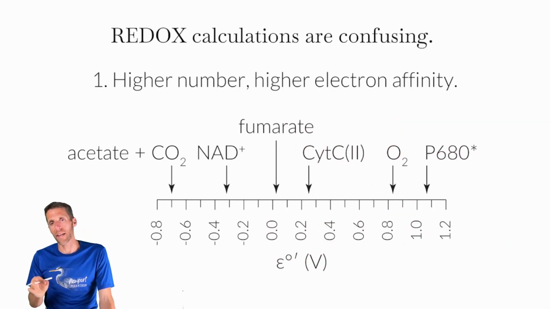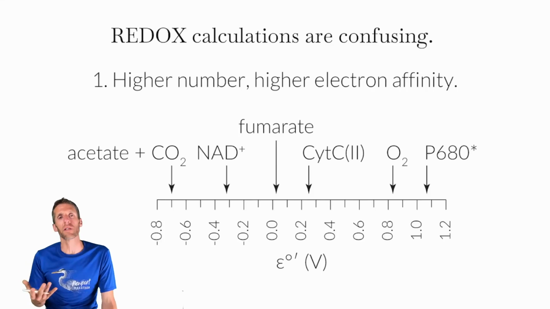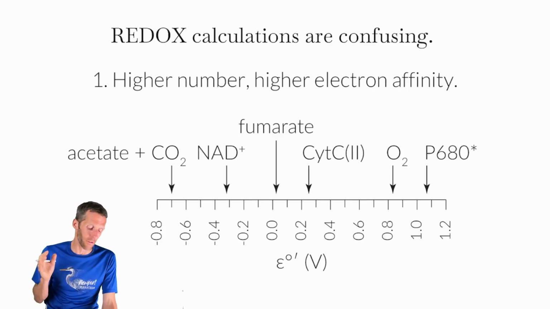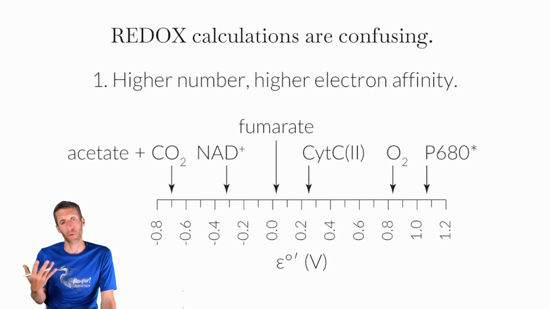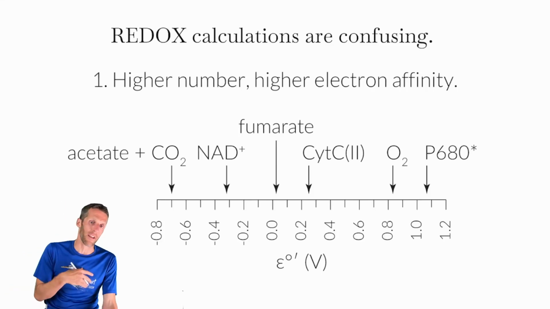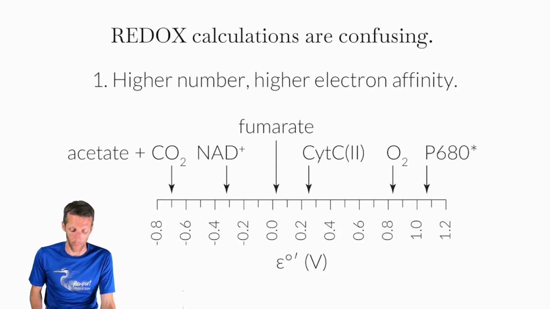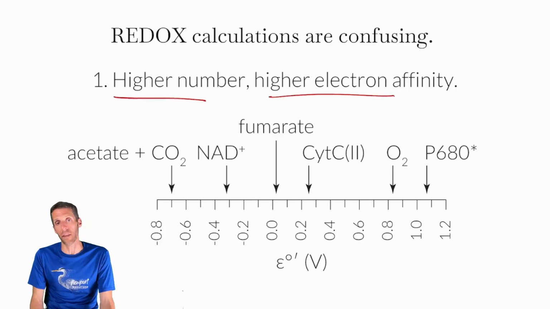Okay, I wanted to end with just 3 confusing points that I've seen over the years to just deal with. The first is that the higher the number, the higher the electron affinity. So most of biochemistry, most of chemistry, negative numbers are favorable, positive numbers are unfavorable. This is just totally backwards. So you just got to keep in mind, the higher the number, the higher the electron affinity.